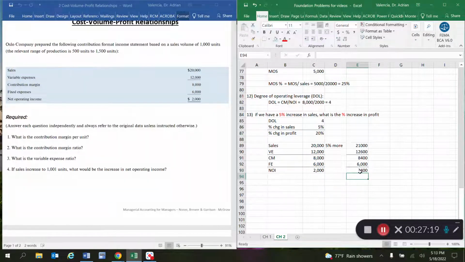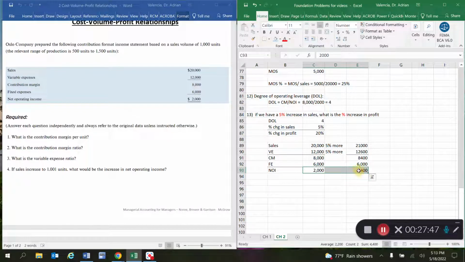Now, let's go back to the idea here. By the way, this would be 5% more as well, just like I did here, because you're selling more units, you're incurring more variable costs. Fixed expenses stay the same. So the idea with the degree of operating leverage is that if percentage sales change by 5% positive, percentage profit changes by 20%. And how do we verify that?